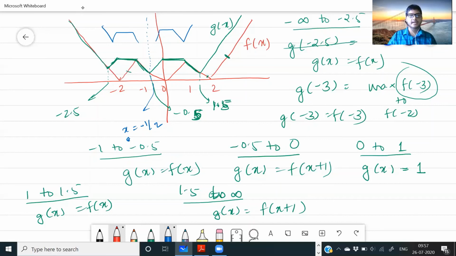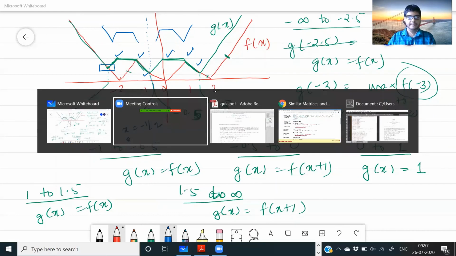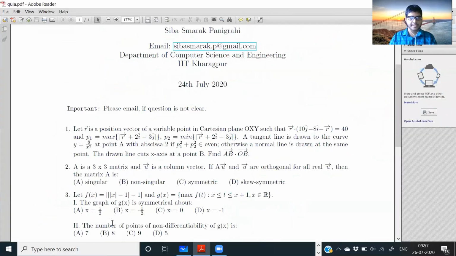Those are the points that are sharp turns or peaks or hills. For instance, this is one point, 1, 2, 3, 4, 5, 6, and 7. So 7 points of non-differentiability and symmetrical about minus half. So let me see the question. Yeah, answer B here and answer A here.